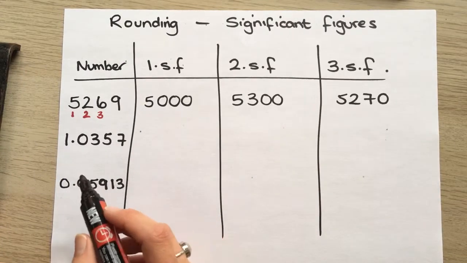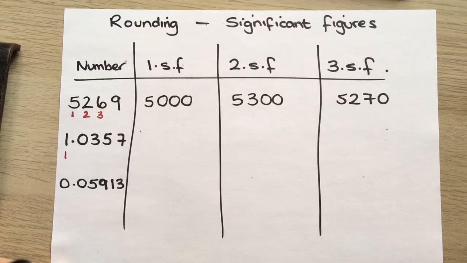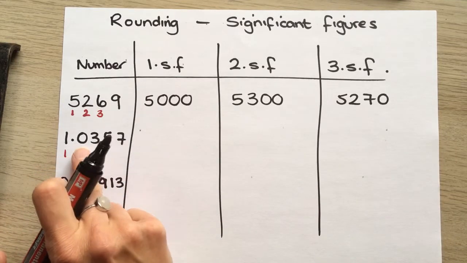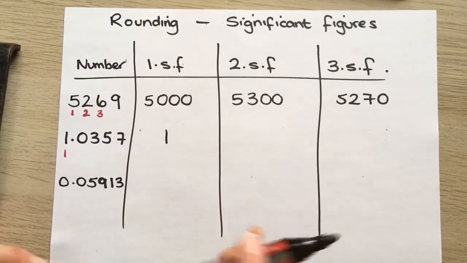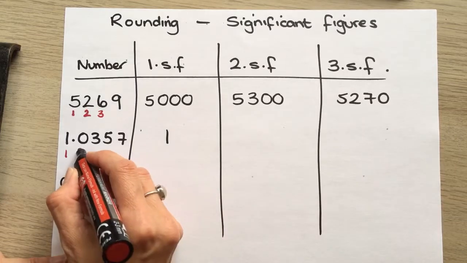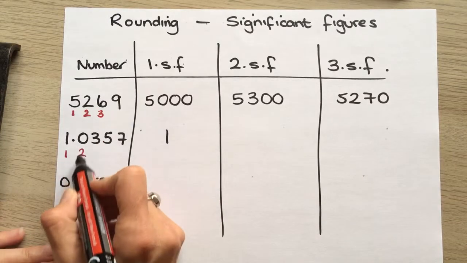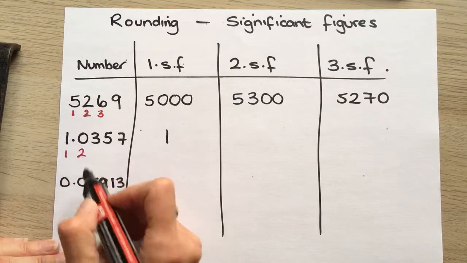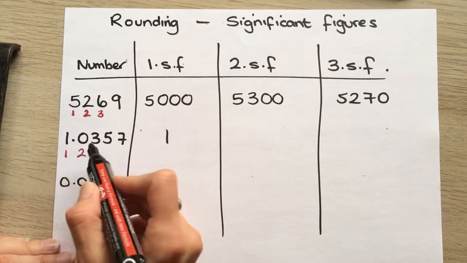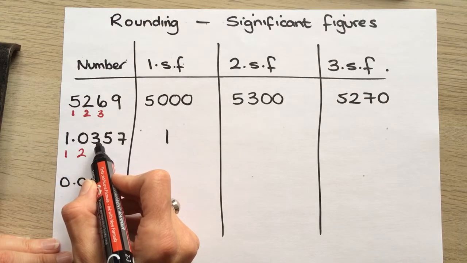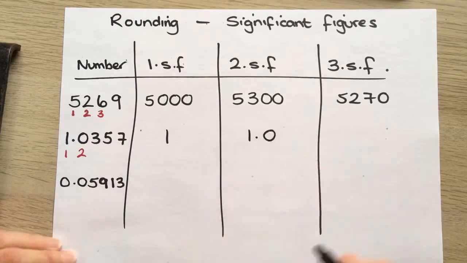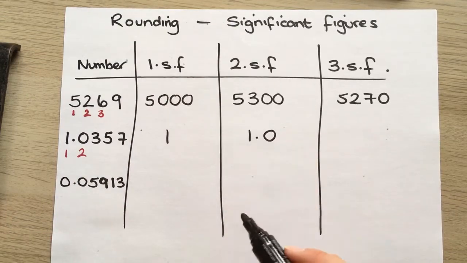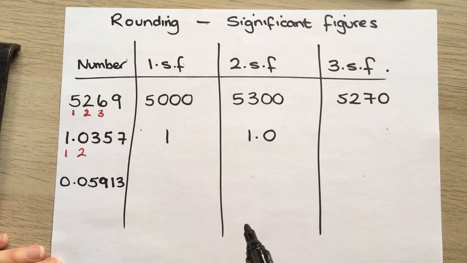Again, we're looking for the first non-zero digit, which is this. So we're rounding to the units. It has a 0 next to it. That means that this just rounds to 1. Second significant figure, we're rounding to the first decimal place. So it's going to be 1 point something. Now is it 1.0 or is it 1.1? We look at the 3 to tell us whether it's 1.1 or 1.0. The 3 is 4 or less, so this stays as a 0. We do have to put the 0 in because it needs to be 2 significant figures, so 2 digits long.